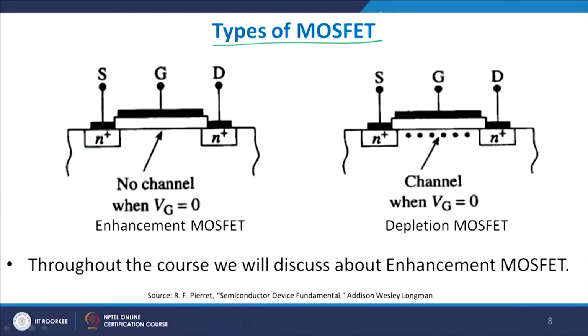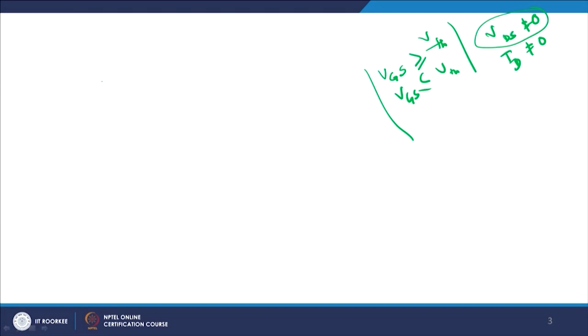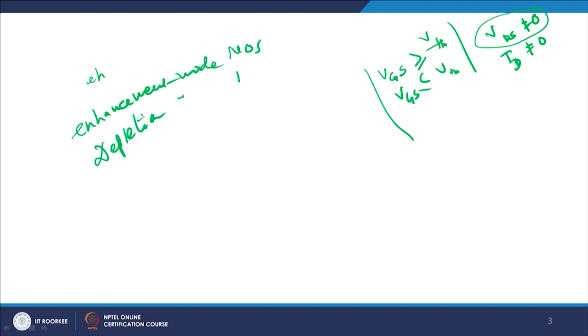Let me come to the types of MOSFETs now. There are two types of MOSFET with us: one is known as the enhancement mode MOSFET, right, and we have the depletion mode MOSFET.